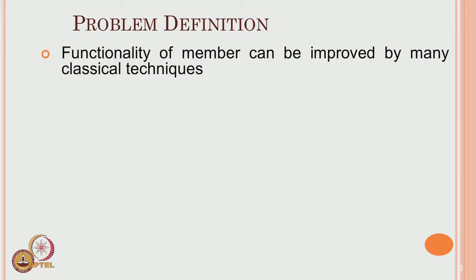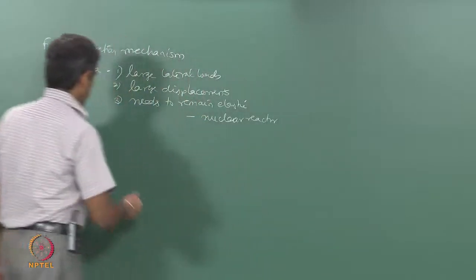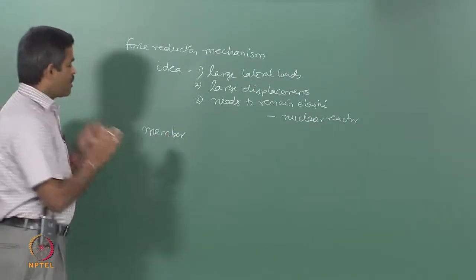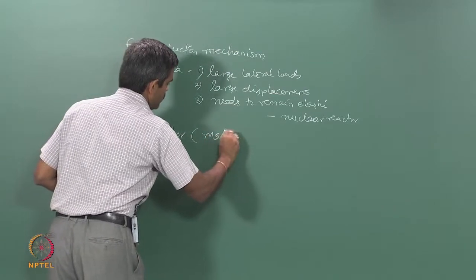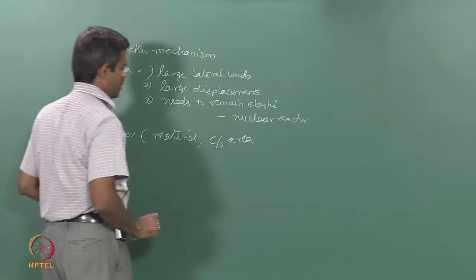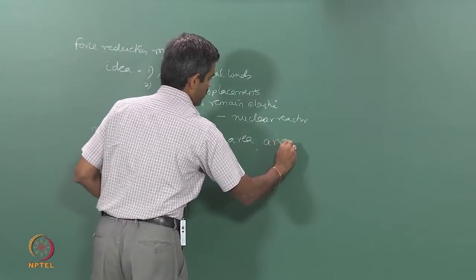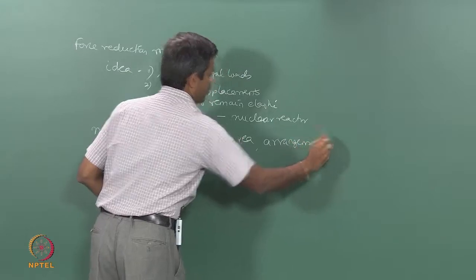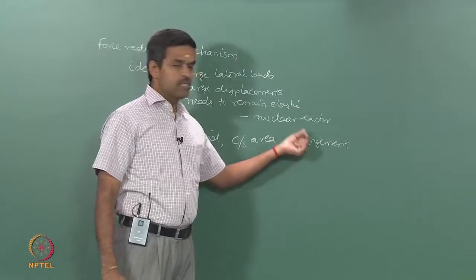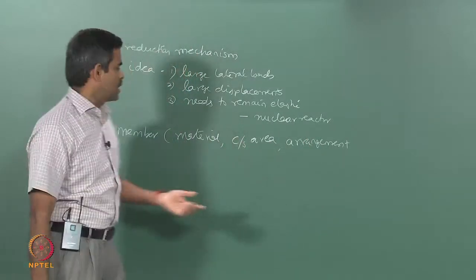Now, one can easily understand that the functionality of a member is always challenged when the forces exceed on a member. Now, what problem actually occurs when the force exceeds a given capacity of the member? For a given member, depending upon the material used, depending upon the cross sectional area, depending upon the arrangement. You may ask me how arrangement will matter in load carrying capacity. I talk about degree of indeterminacy. The more the degree of indeterminacy introduced in the system, the member will have more and more load carrying capacity.